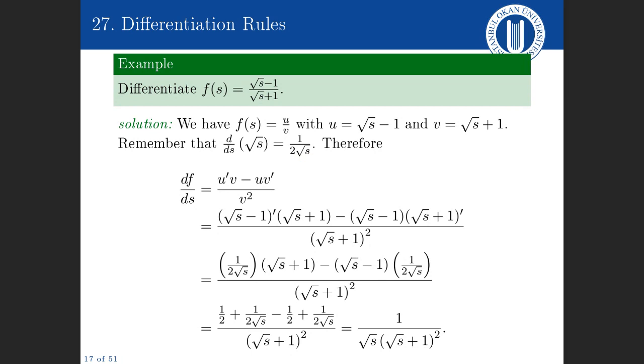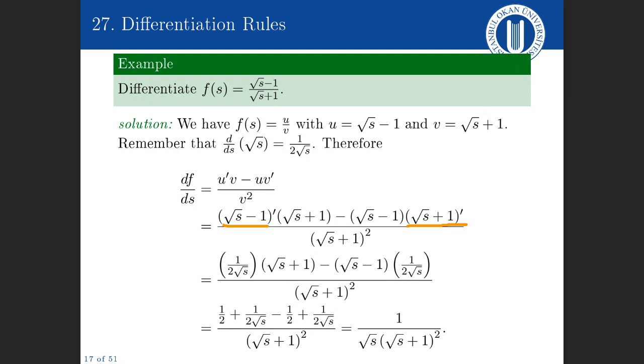So, first of all, quotient rule formula. df ds is u prime v minus uv prime divided by v squared. And then we're going to put in everything that we need to put in. First, u prime, the derivative of root s minus 1, and then v, minus u, v prime, divided by v squared.